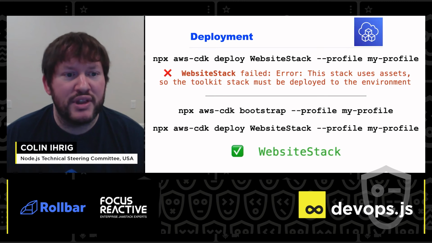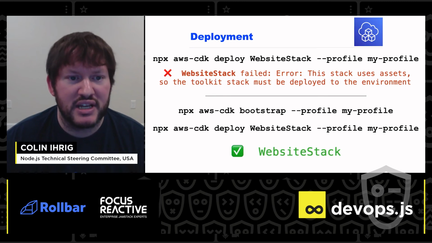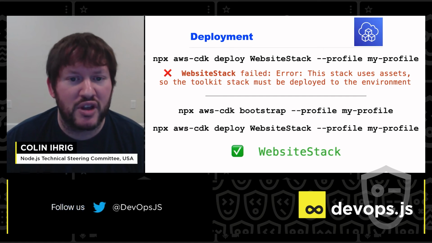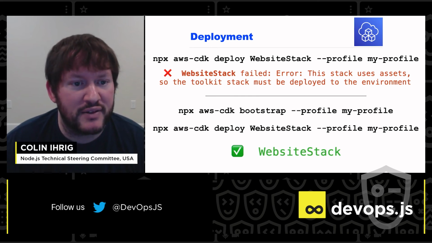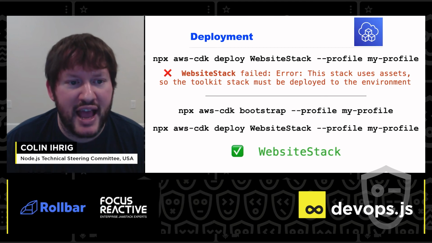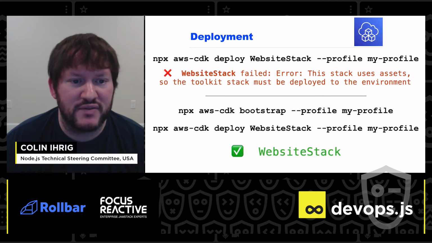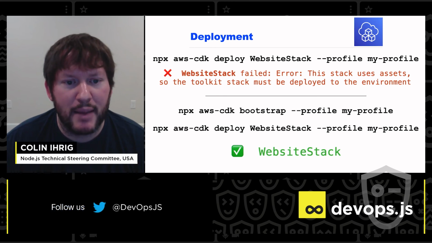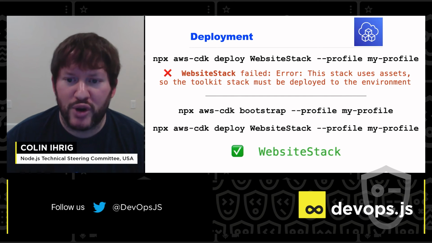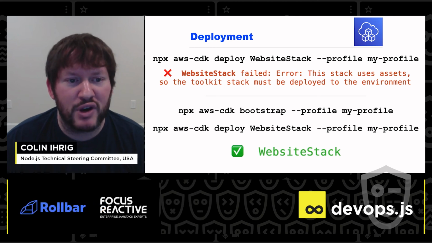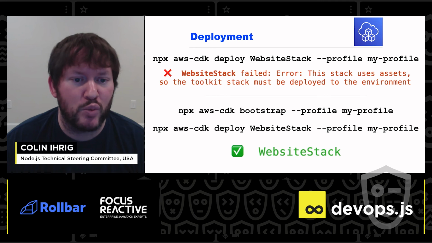So then to actually deploy the site, we would say npx aws-cdk deploy website stack, and then I'm going to pass in my AWS profile from the command line so that it knows what environment to deploy to. But the first time that I run this, I'm going to see the following error. It says this stack uses assets, so the toolkit stack must be deployed to the environment. What that means is I have to bootstrap this environment first. You can see below, I've added npx aws-cdk bootstrap and then passed my profile. That will create the bootstrapping infrastructure that I spoke about before. Then I can rerun the same deploy, and everything should work according to plan this time.